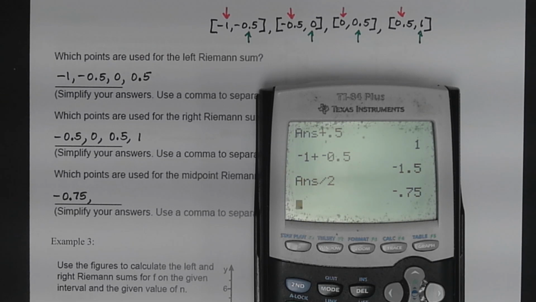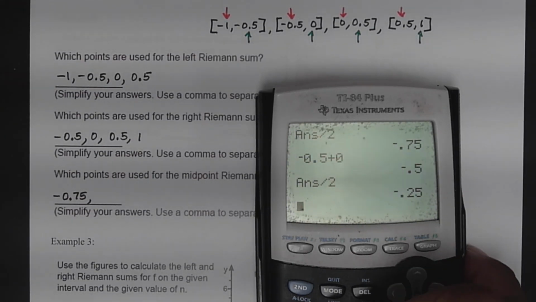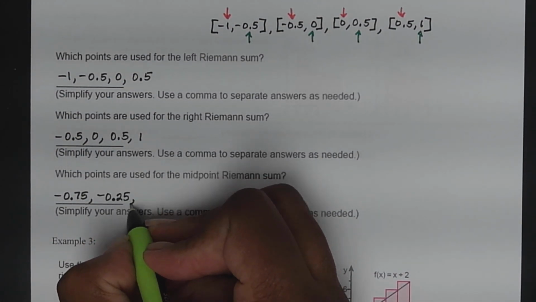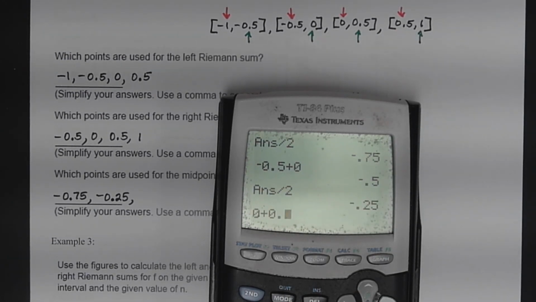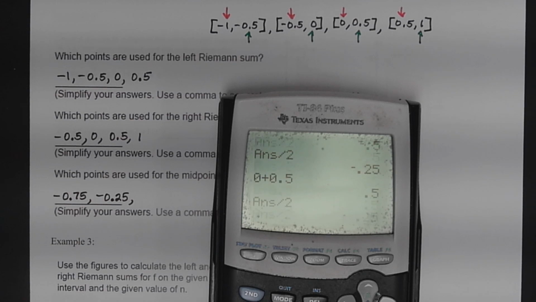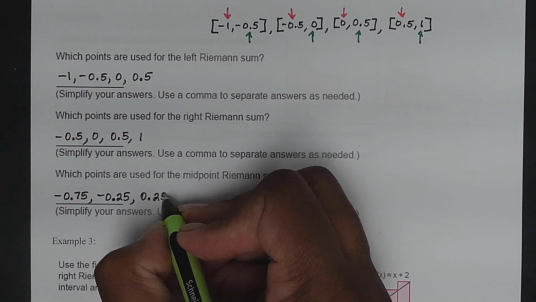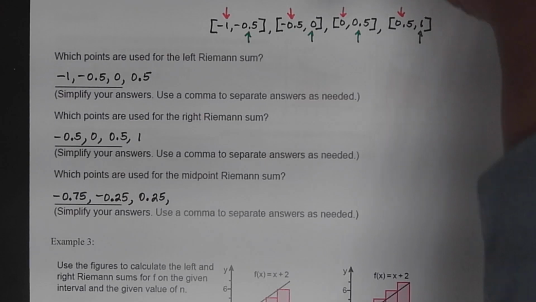And then for the next one, -0.5 plus 0, that's -0.5. Divide that by 2, that'll be -0.25. And then the third one would be 0 plus 0.5, which is 0.5 divided by 2, that'd be 0.25. And then finally, 0.5 plus 1. That's that last subinterval. Divide by 2, that would be 0.75.